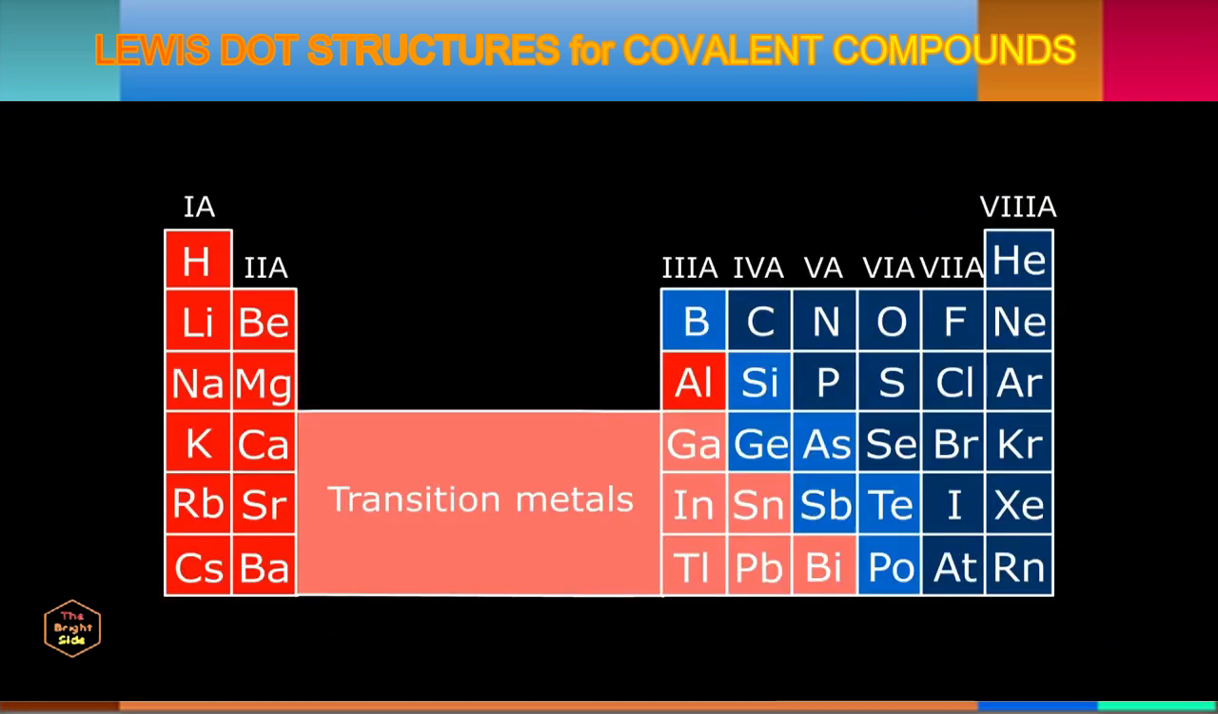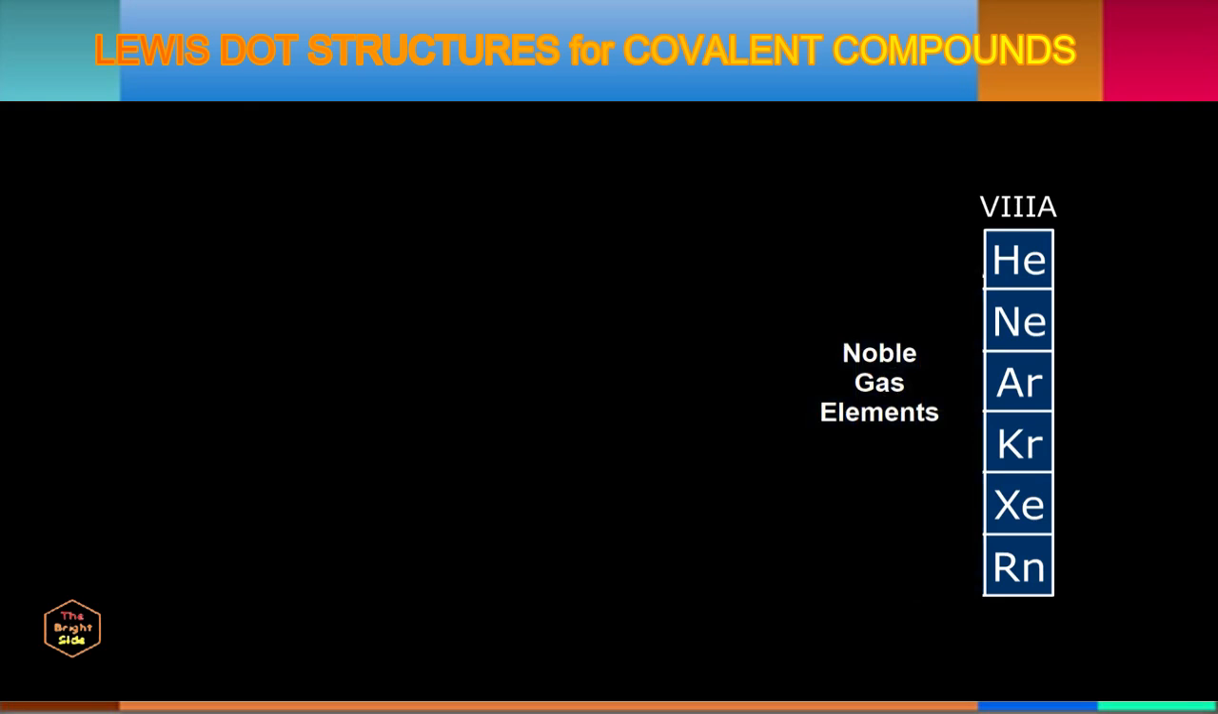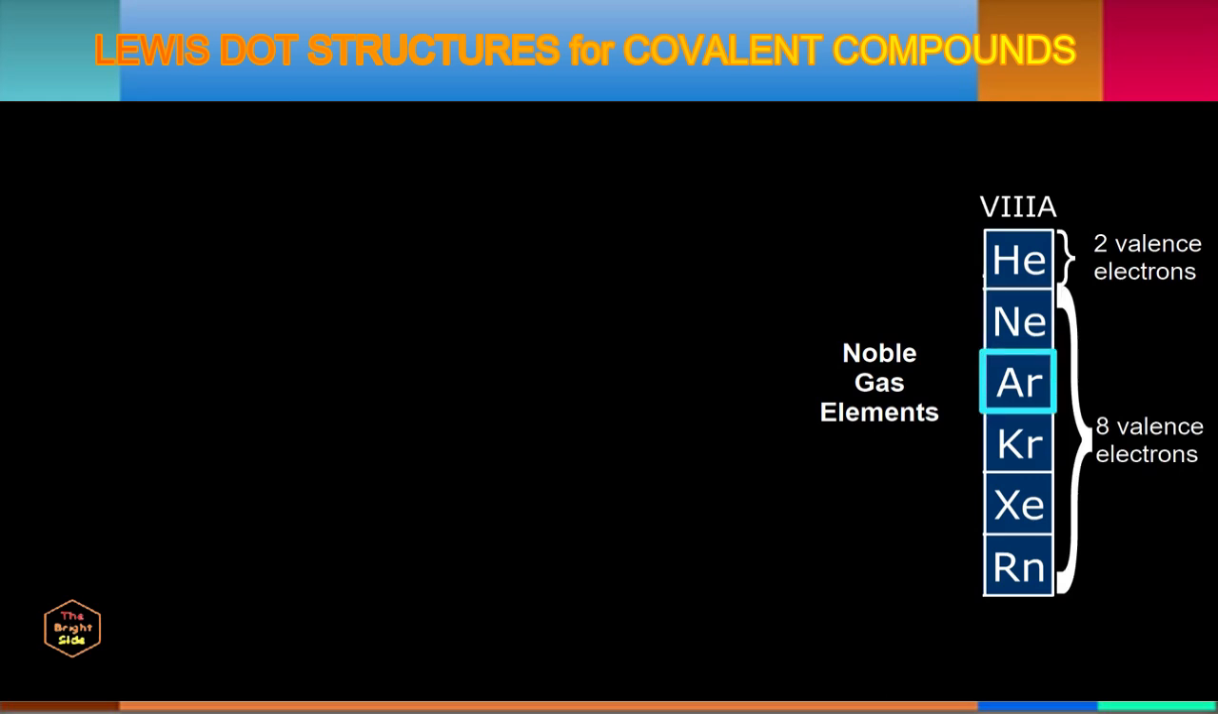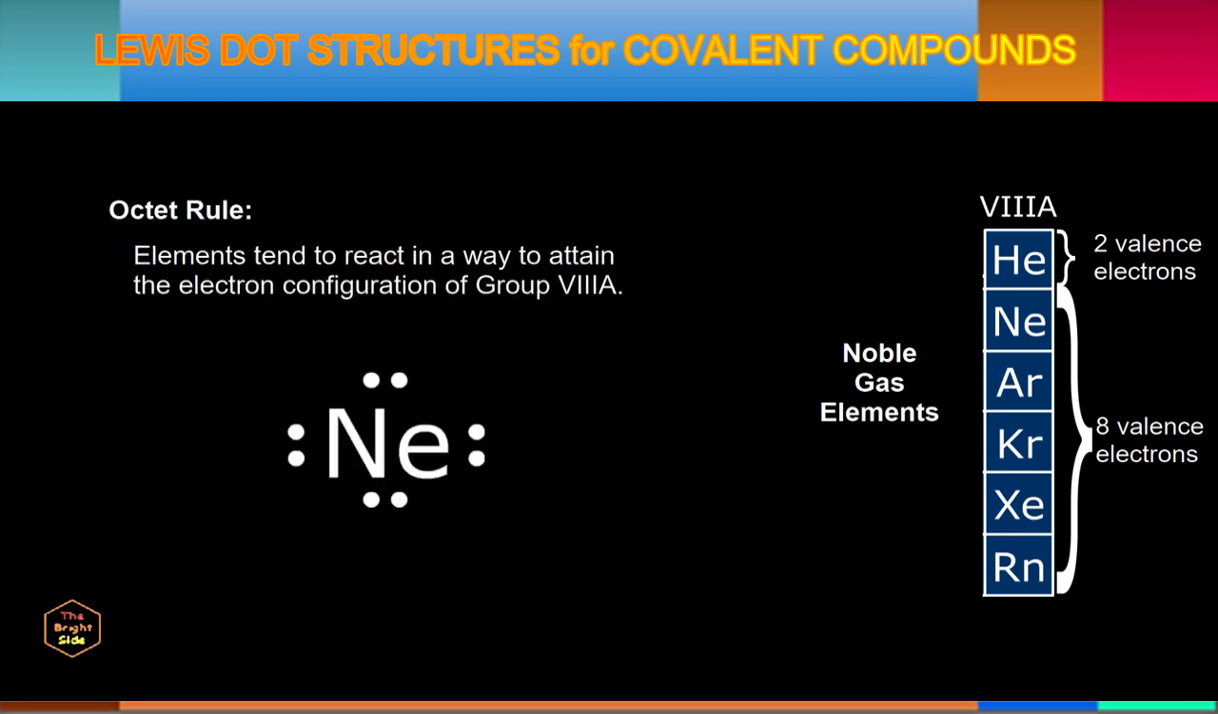Next, we'll explore the octet rule. Noble gas elements in group 8A have either 2 valence electrons, like helium, or 8 valence electrons, like neon, argon, krypton, xenon, and radon. These elements are extremely stable because they have full valence shells: 2 electrons for helium in the first row and 8 electrons in each of the latter rows for the other noble gases. All of these gases represent the octet rule, which states that elements tend to react in a way to attain the same electron configuration as group 8A, the noble gases.